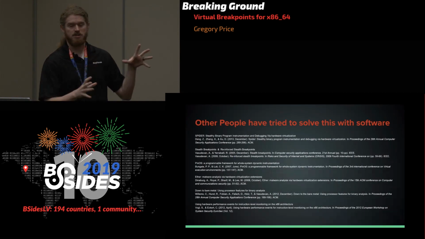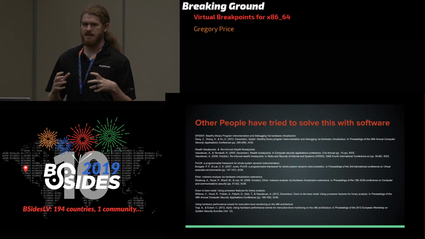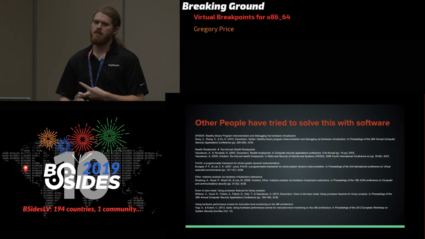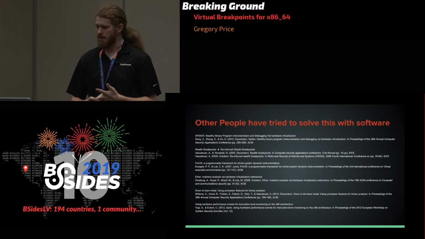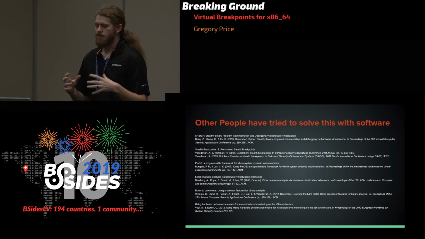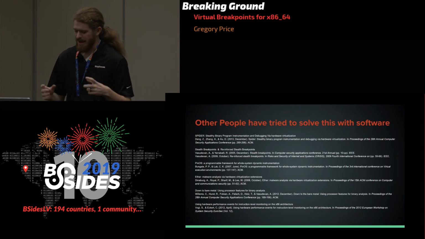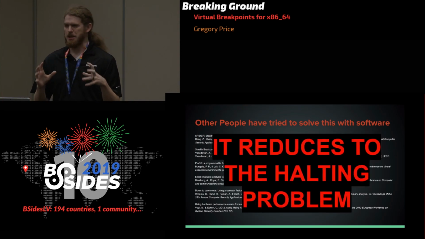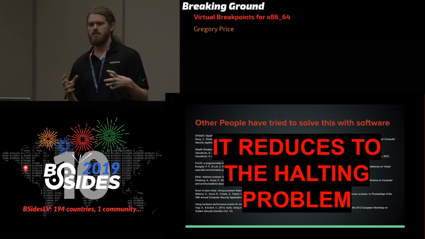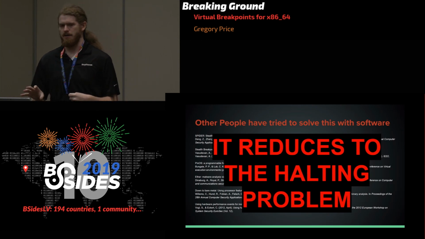Other people have tried to solve this problem that I'm proposing here, this critical byte problem, this idea that I don't want my breakpoints to be detectable, and I don't want my breakpoints to corrupt the program. I have a list of papers here that I've done some background reading on, but really the problem they're all trying to solve is the same one, and all of this reduces to the halting problem. So you can't actually determine where in memory it is safe to breakpoint if you're using binary replacement.